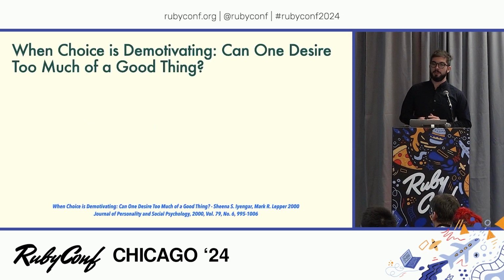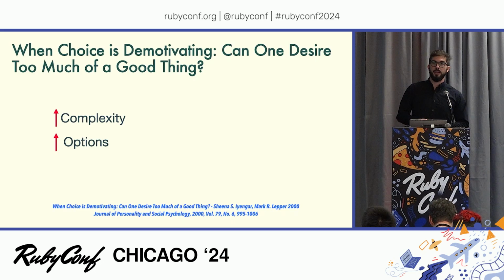This paper from the year 2000, When Choice is Demotivating, wanted to understand what would happen if they were to increase the complexity and the number of options related to a decision someone was making. Would they still feel like they got this sense of autonomy and freedom from being able to choose? And it turns out that's not always the case.